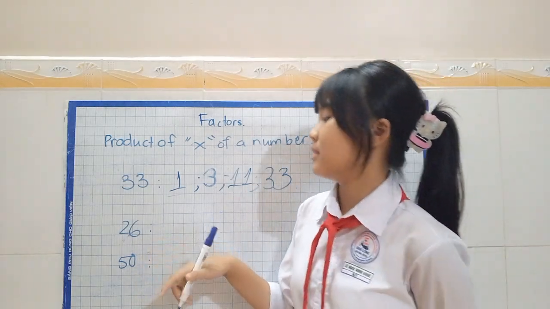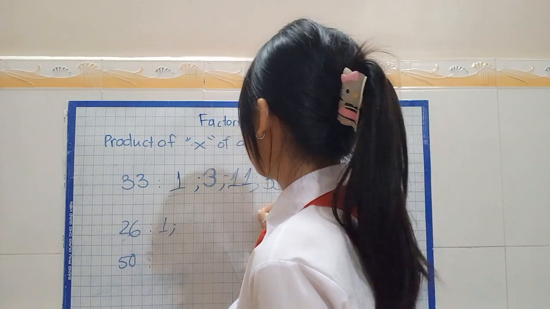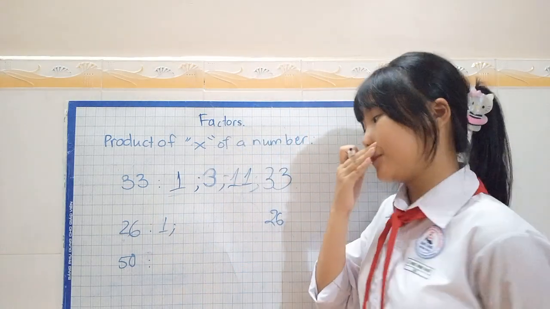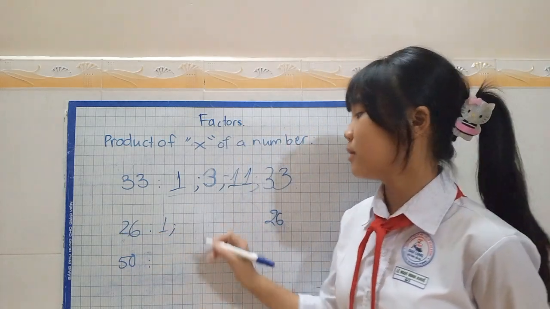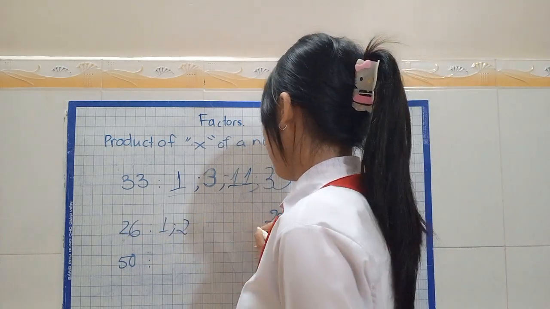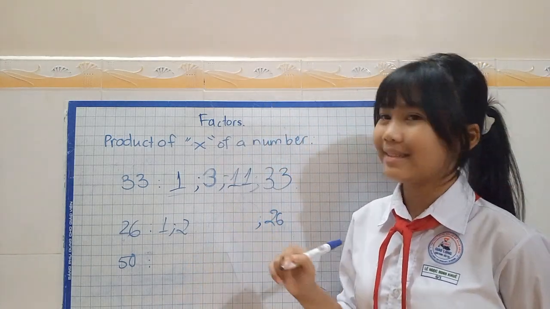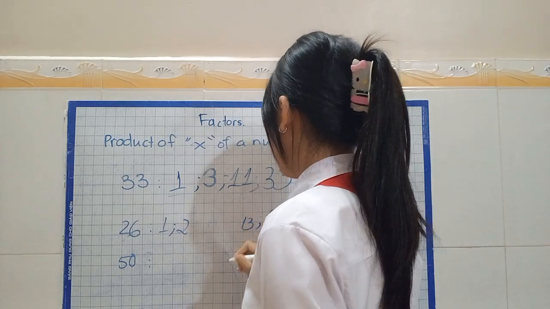Let's practice with 26. As always, it will have the first two factors, which are 1 and the number itself, which is 26. Next, you can see that 26 is an even number, so 2 is possible. So what number times 2 equals 26? Well, it's 13.